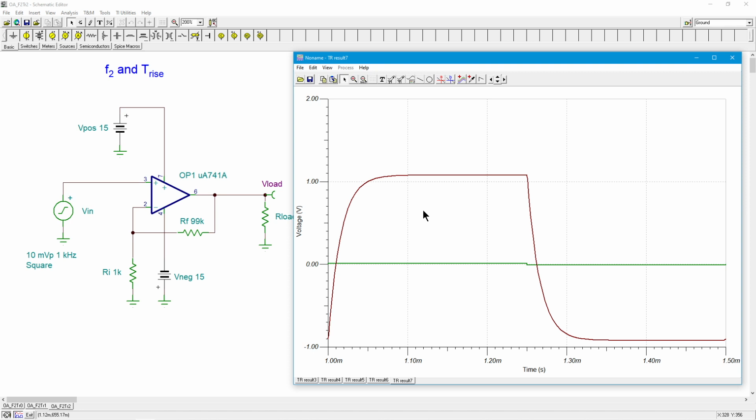Now, there is an interesting little twist to this. It turns out that square waves can also give you insight, not just into the high frequency performance of an amplifier, but they can also give you insight into the low frequency performance of an amplifier.